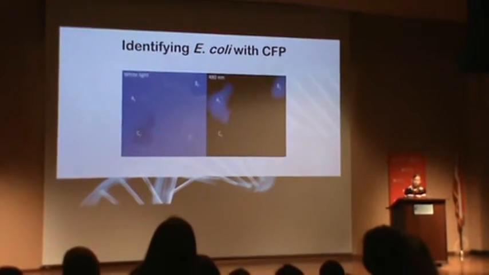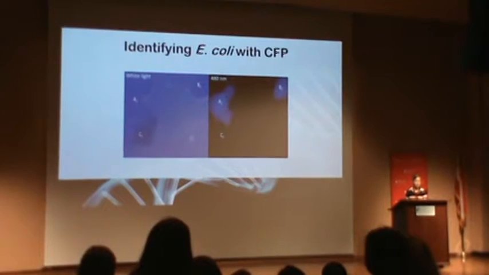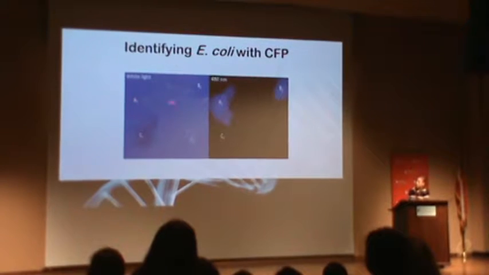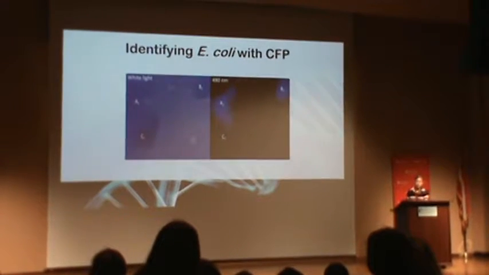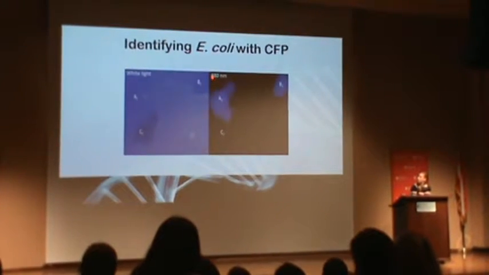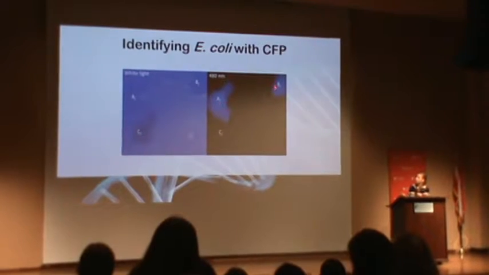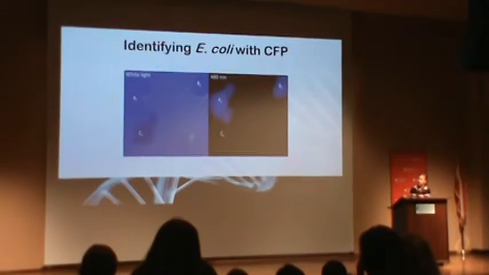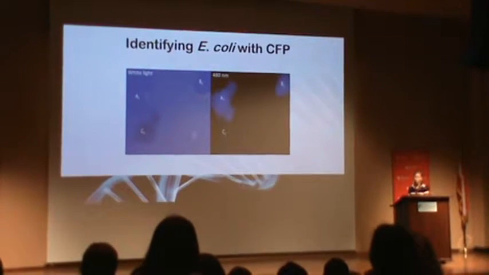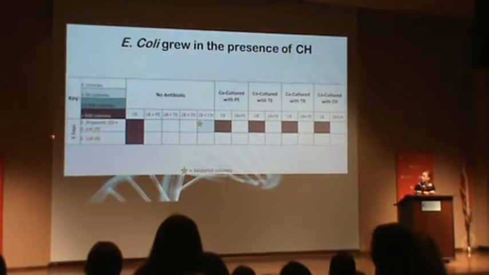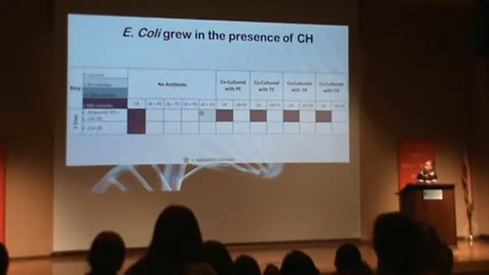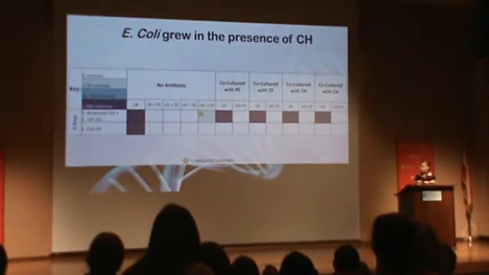So in order to select for the E. coli colonies, we used a fluorescent tag called CFP. And you can see in the white light, colonies A, B, and C are all visible. So there's no real distinguishing factor between those colonies. But then when we looked at the colonies under 480 nanometer light, you can see colonies A and B and not C. So colonies A and B are E. coli colonies, while colony C is E. fergusonii, so we can just ignore that for now. So we found that after co-culturing for 5 days, E. coli grew in the presence of chloramphenicol without any antibiotic in the co-culture.